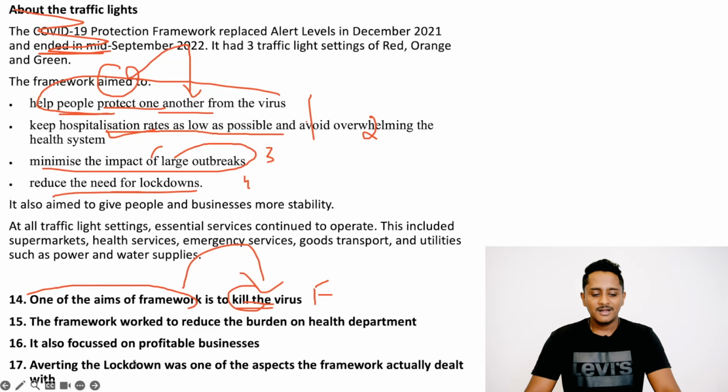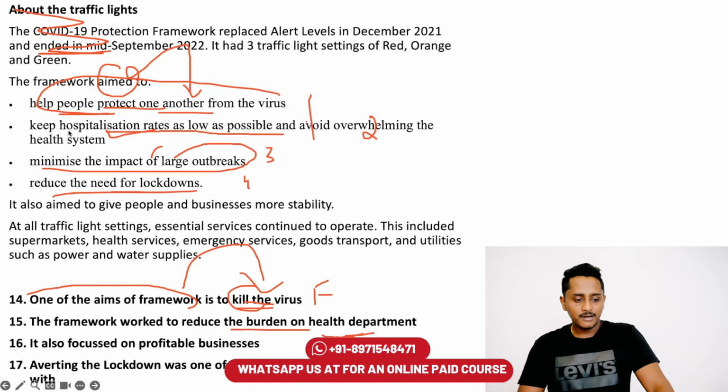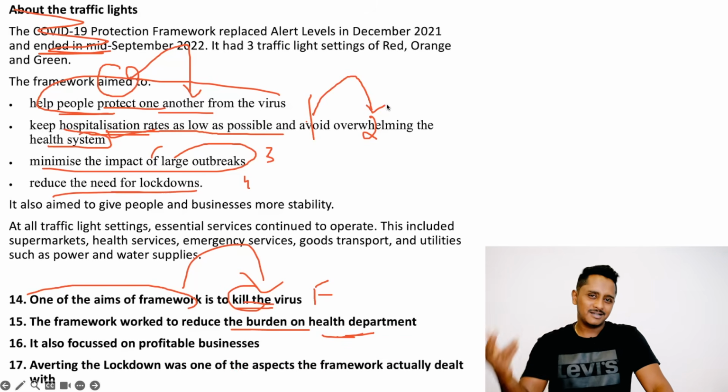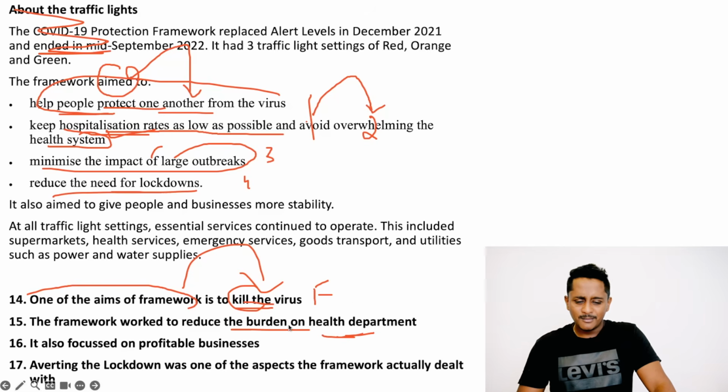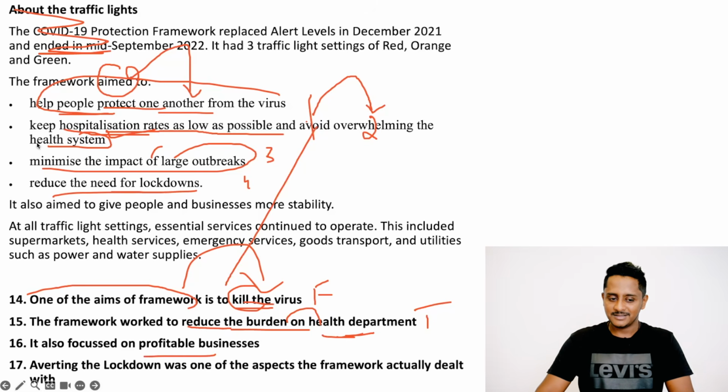Be very careful. The framework works to reduce the burden on the health department. The health system keeps hospitalization rates low, avoiding being overwhelmed, and overwhelmed means burden. Burden on the health department. Reduce or avoid is almost the same. So this is going to be true. Hope you're getting it. It also focused on profitable businesses. Minimize the impact of large outbreaks.